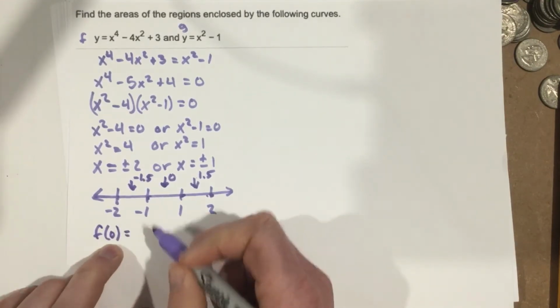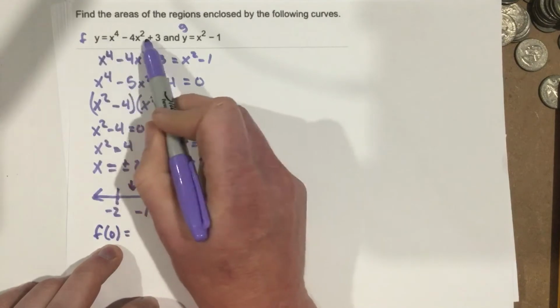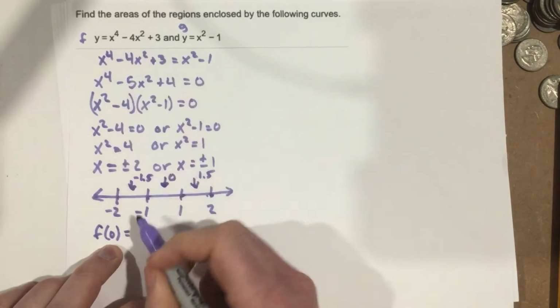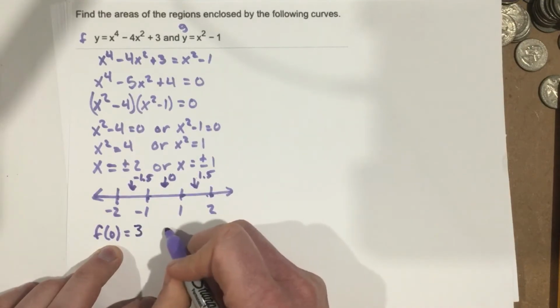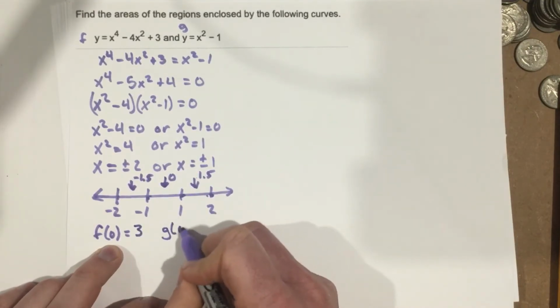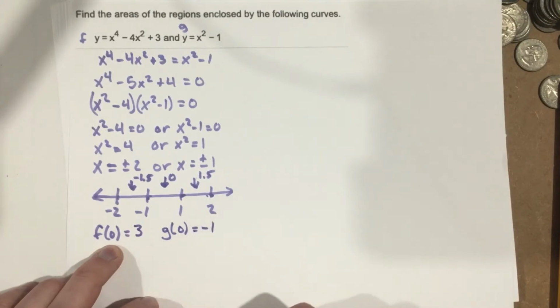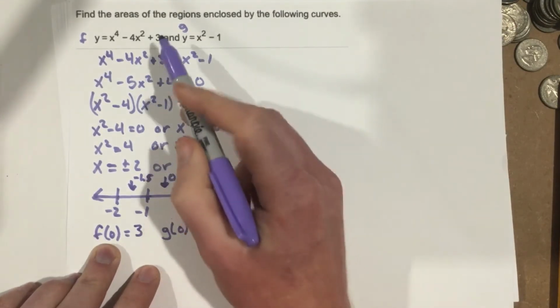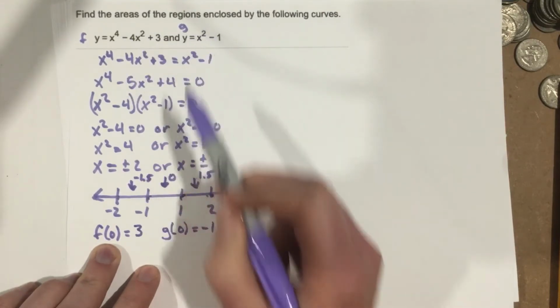When I plug 0 into the f function, 0 goes in there and that gives me 0 here, 0 here, so it gives me 3. When I do that same thing with g of 0, I get negative 1. So it's clear that the f function is larger than the g function at this point.